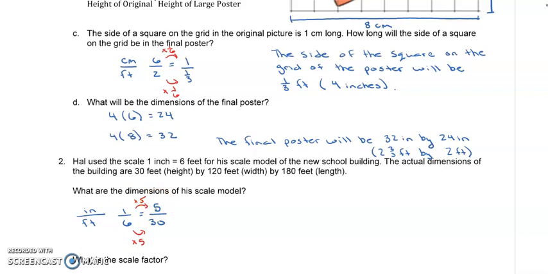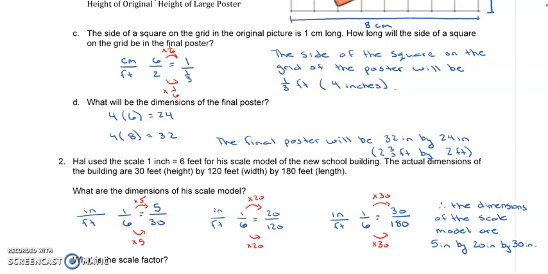We're going to do the same thing for the width and the length. So please hit pause and then find the width and length. When you're ready to check your answers, hit play. All right, so to find the feet, we had to scale up by 20 to find the width, and then to find the length, we had to scale up by 30. So the dimensions of the scale model are 5 inches by 20 inches by 30 inches.